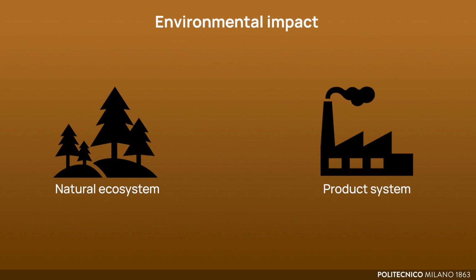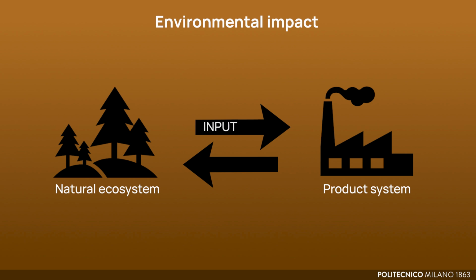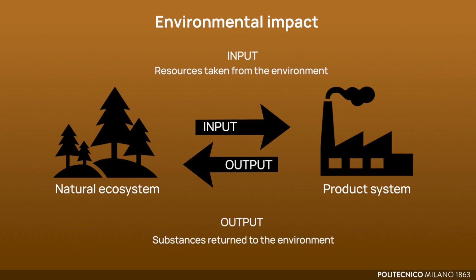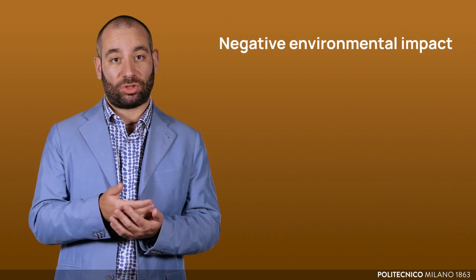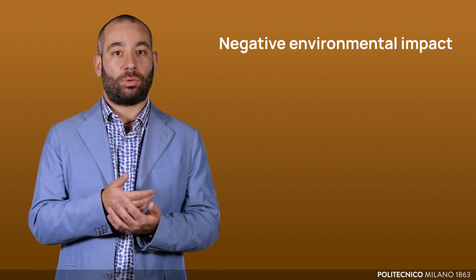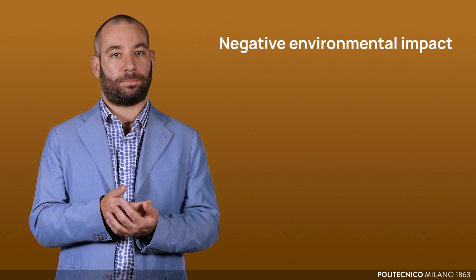existence. We can distinguish two main flows: the inputs, meaning the resources taken from the environment, such as minerals, fossil resources, water, and so on, and the outputs, that is, the substances returned to the environment, namely emissions into air, water, and soil. When these exchanges lead to a deterioration of environmental conditions, we speak of a negative environmental impact. Such impacts can vary in magnitude, duration, and reversibility, and they are not always immediately visible or localized.